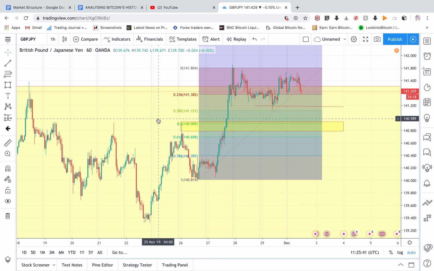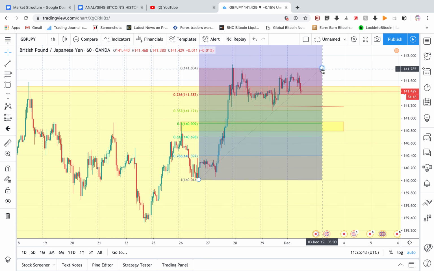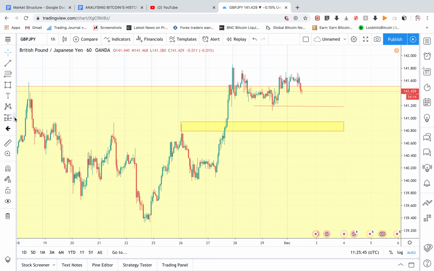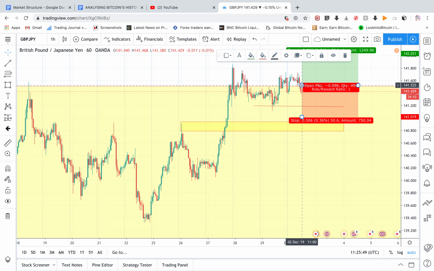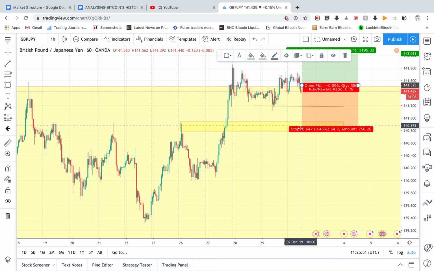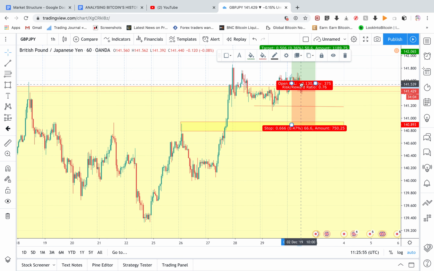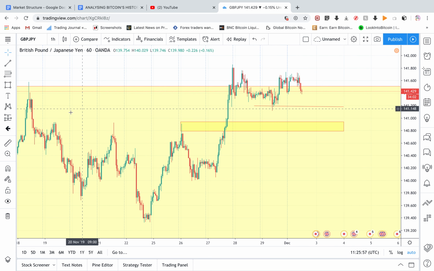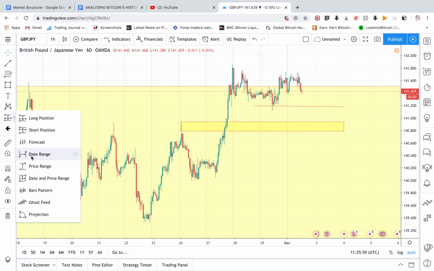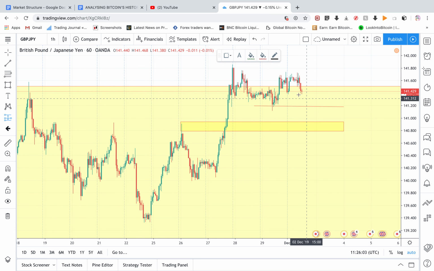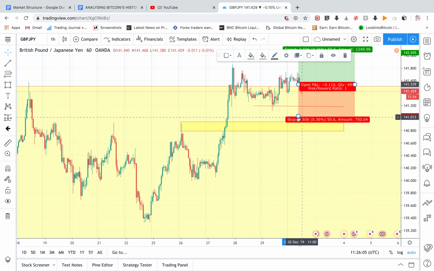So we could have something like this. We could have our entry position, and make sure when you're taking a trade you should know your risk. How much are you going to risk, and what's your profit target, and what you're risking should be lower than your potential gain. That's how we survive in this forex market.